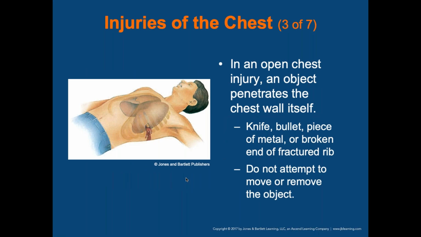As you can see here in this picture, we have an open chest injury where the object penetrates the chest wall. You can see the blood coming out through here in penetration. A knife, bullet, or piece of metal or broken end of the fractured rib can cause this. If it is in place, do not attempt to move or remove the object. We just need to put an occlusive dressing over this and treat that, so we stop losing air. Patients in this aspect also may require a decompression.